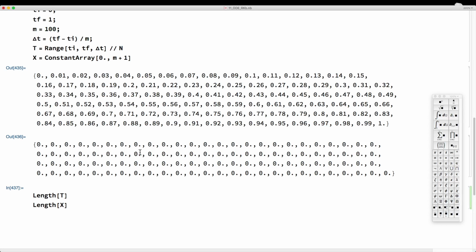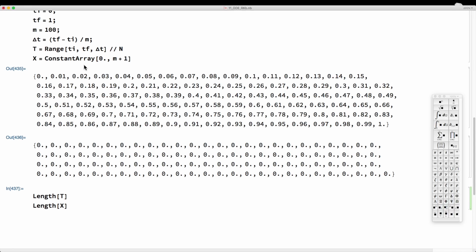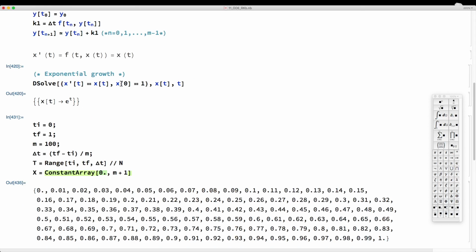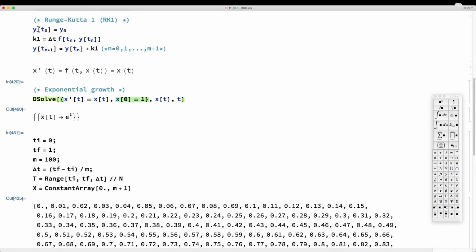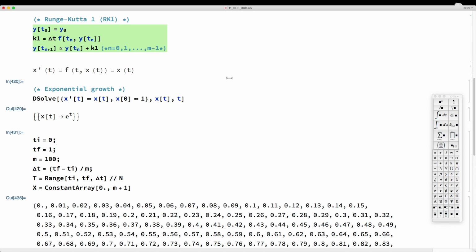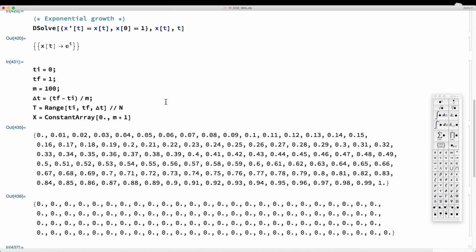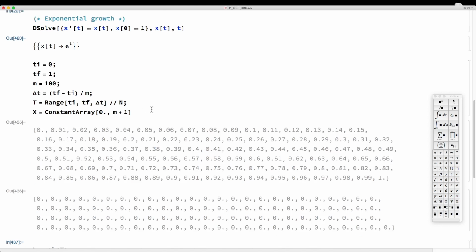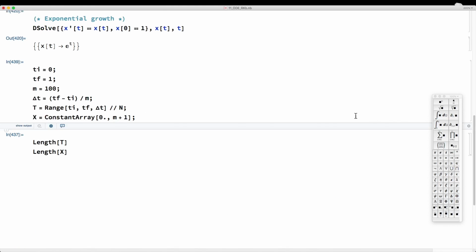Okay, so now we have set up our vectors. We have initialized this vector x to be 0 everywhere. Of course, that's not the correct value, or it's not the correct initial condition. So the first thing we need to do is to set up the initial condition, and then start this do loop right here. So let's suppress these outputs, and let's delete this.